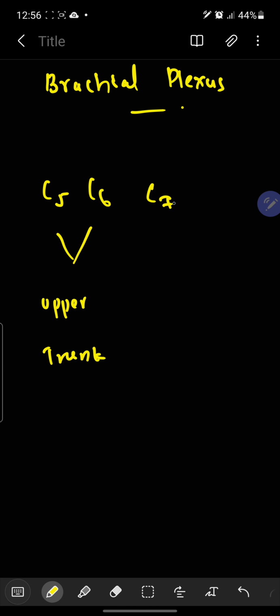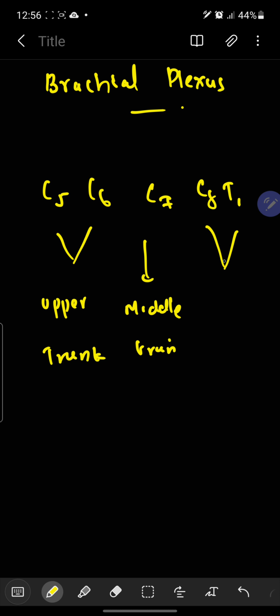Brachial plexus. So we are having roots C5 and C6, which together will combine to form the upper trunk. The C7 will form the middle trunk. C8 and T1 both will combine to form the lower trunk.